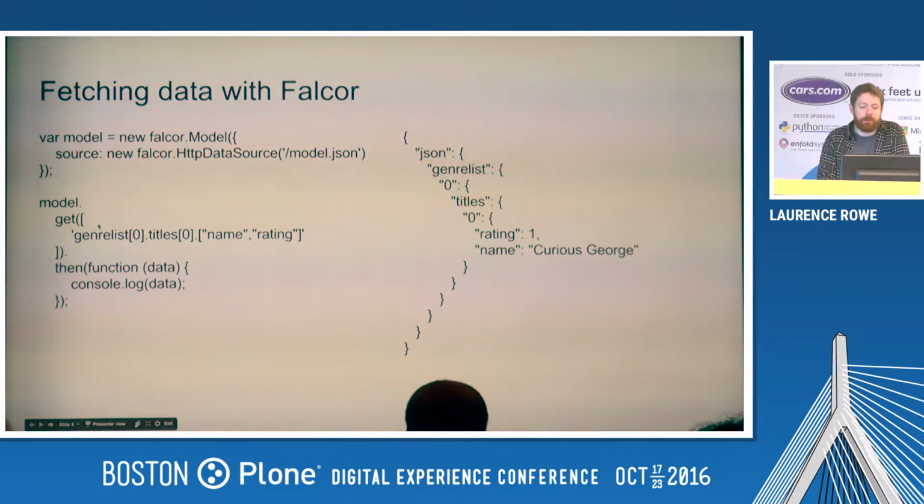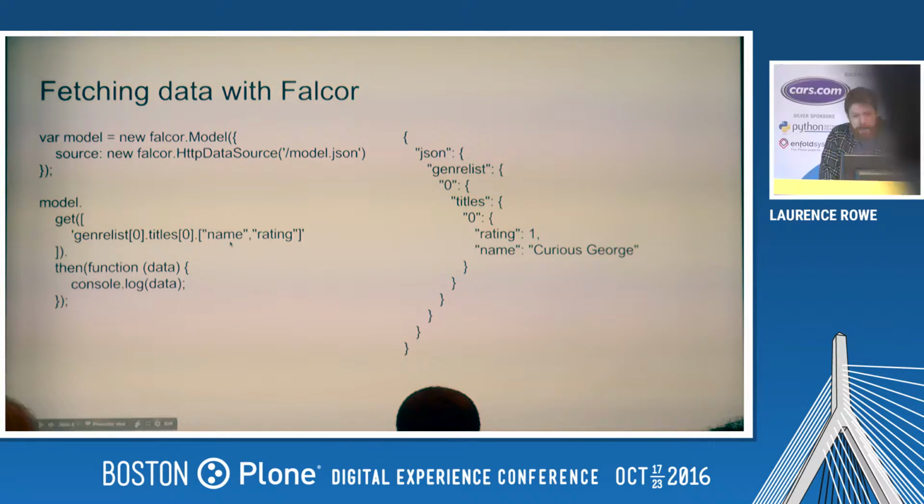And then because it's JavaScript, everything is asynchronous, and once it returns, you get called back with the data that you've requested, and importantly, in the structure that you requested. So you see here that I've asked for the first genre, the first row of the genre list, and the first title of that list, and name and rating from there. So I get back genre list 0, titles 0, rating and name.